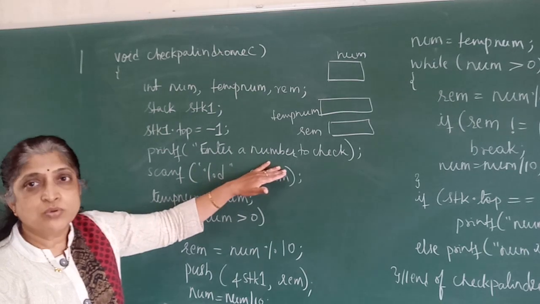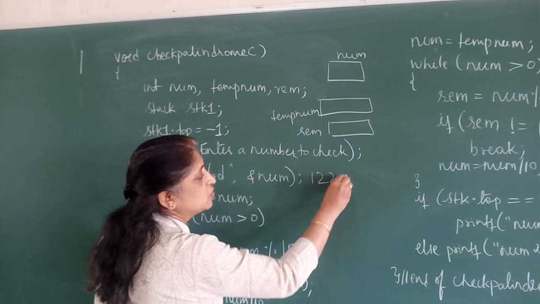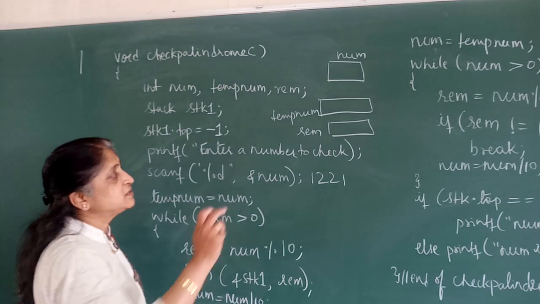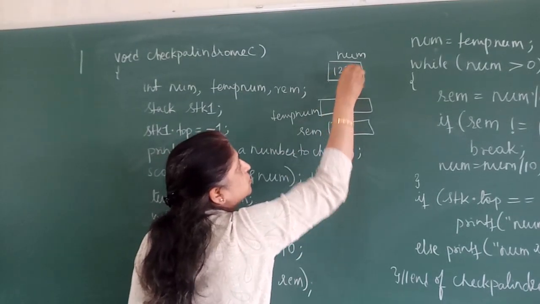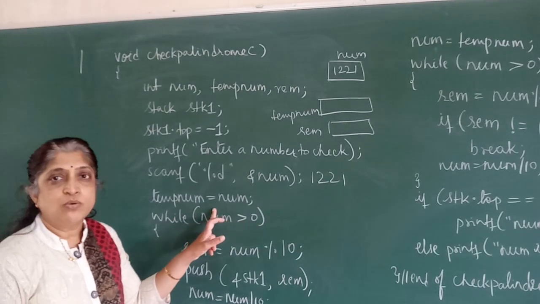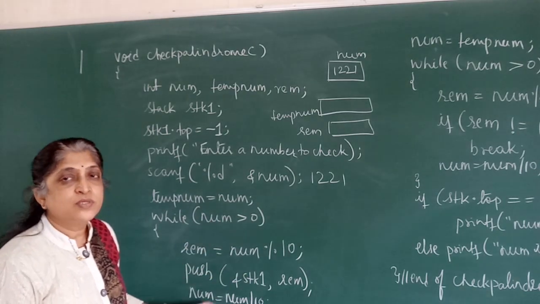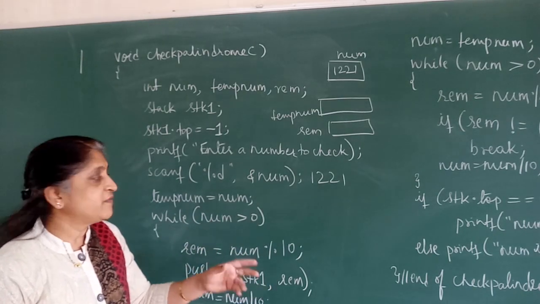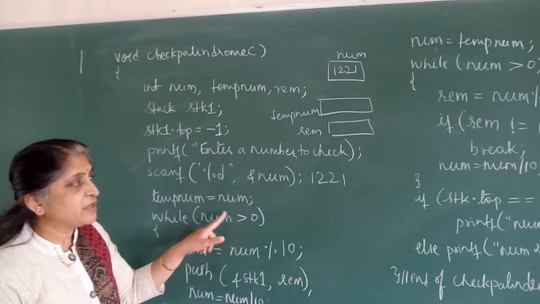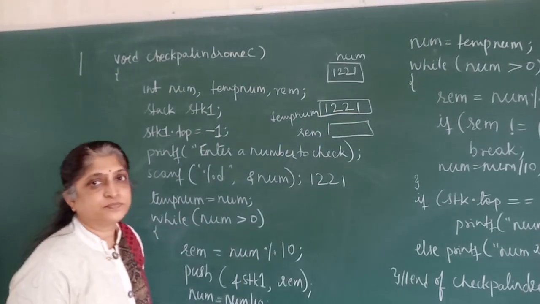Then enter the number to check. Say I now enter the number 1221. This is the number I have entered. That means the num variable has the value 1221. Then after this I have written temp num is equal to num. The reason for this is, in this loop I am changing the value of num, so I don't want to lose the original value of num. So I have written the variable temp num, in which I am storing the value of num. That is, I have 1, 2, 2, 1 here.